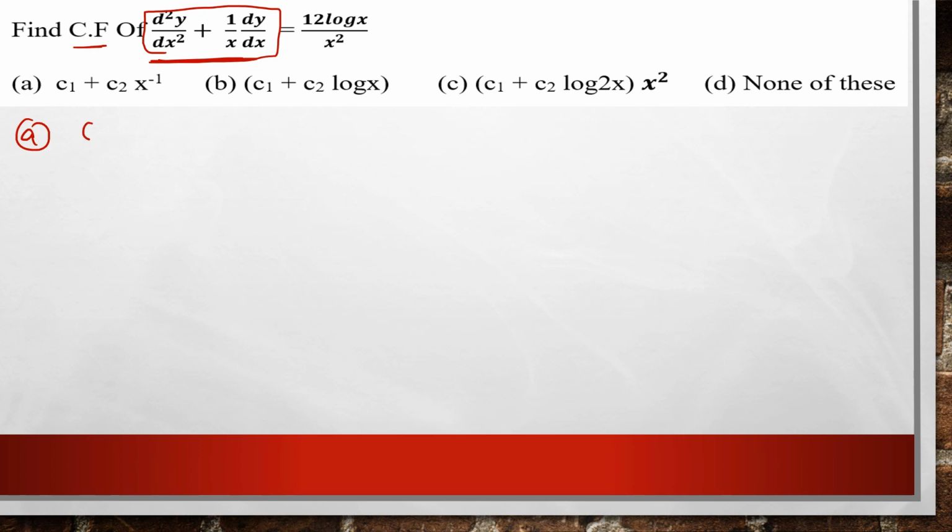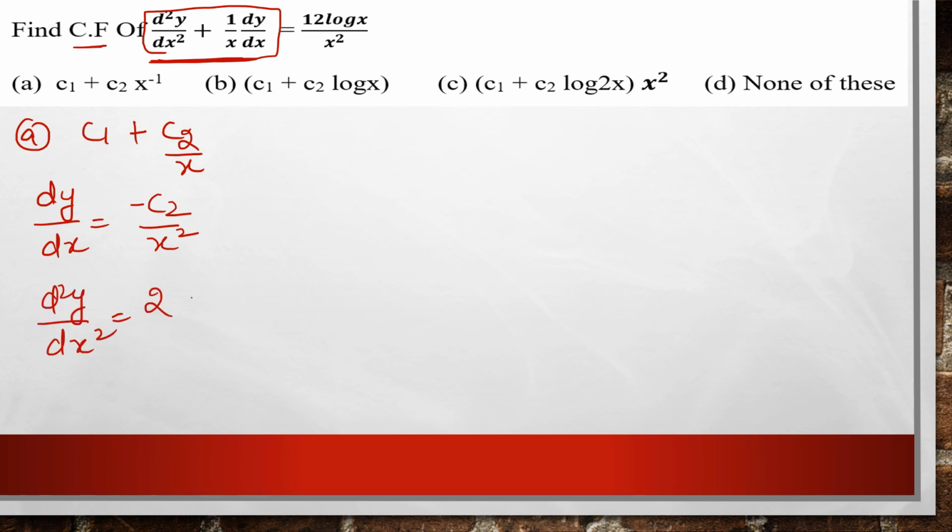If I take option A, it is y equals c1 plus c2 over x. What is dy over dx? Dy over dx is c1 will be 0, minus c2 over x square. What is d square y over dx square? This is 2c2 over x cube. Now if I place the values here, what will you get?